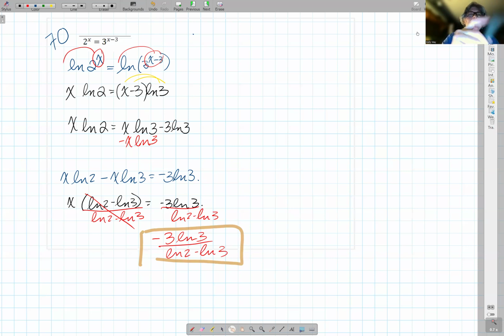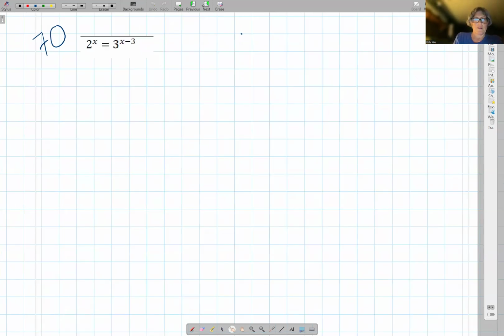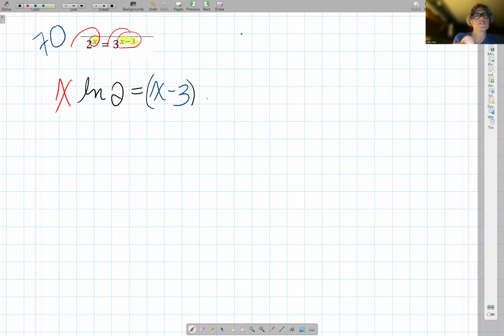All right, number 70. So once again, the goal is to get those exponents out of the exponents. So we're going to use the natural logs to do that. So to get that x out and that x minus 3 out, we are going to do x natural log 2, and x minus 3, technically that's a single entity, natural log 3. And again, you just keep asking yourself, what else can I do? That's really obvious. And there's parentheses here, so we can distribute.